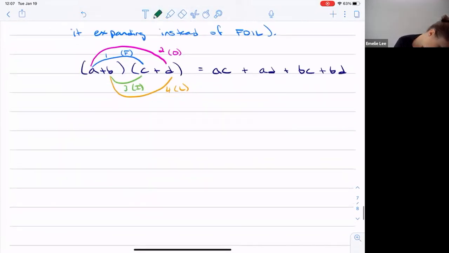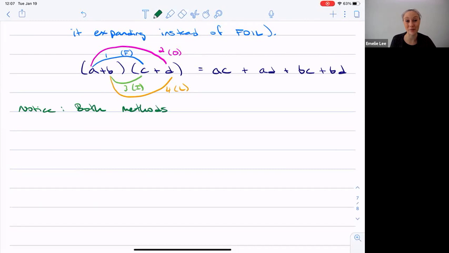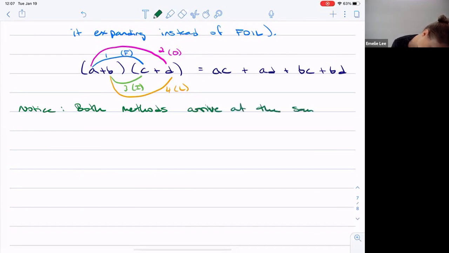Notice both methods arrive at the same answer, which would be really bad if they didn't. So both methods arrive at the same answer. Okay.